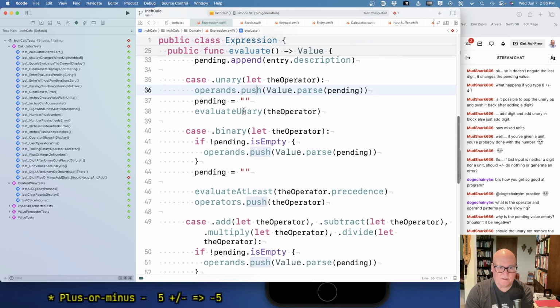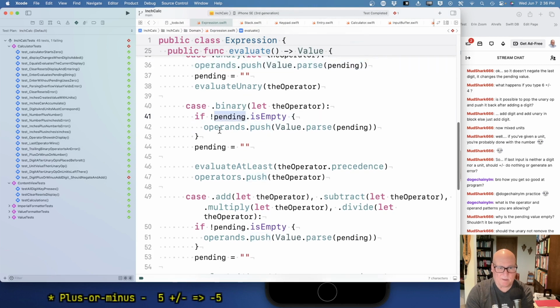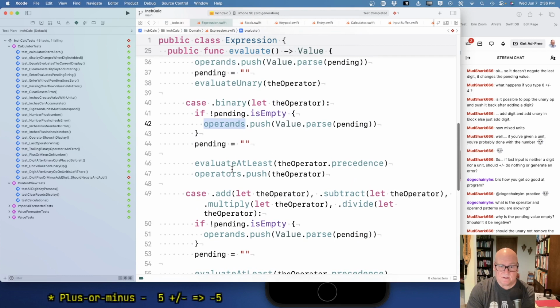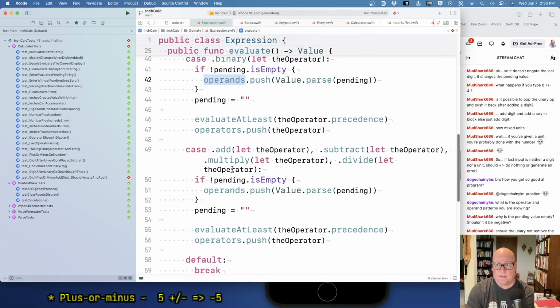But the problem from the binary end is this pending stuff. It's no longer true that pending is going to be non-empty when you get in here. And now we're paying for it. So I don't know, maybe we should do that flip.